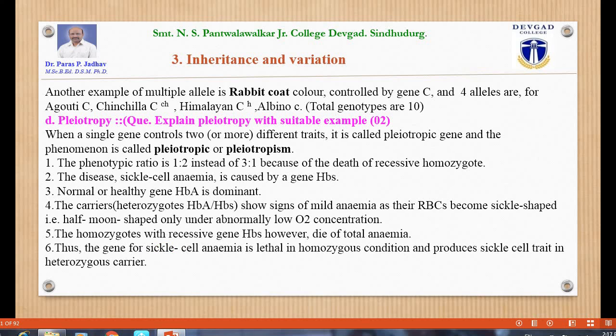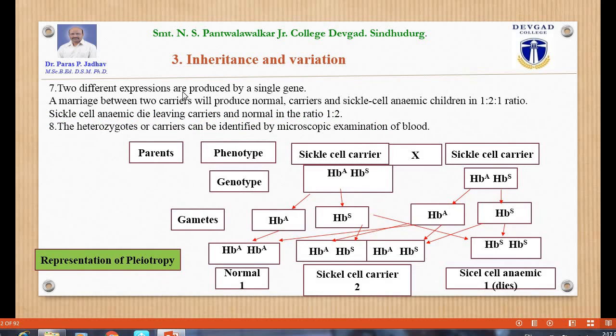Thus, homozygotes with recessive gene HbS die of total anemia. Thus, the gene for sickle cell anemia is lethal in homozygous condition and produces sickle cell trait in heterozygous carriers. Two different expressions are produced by a single gene. See, your example is a marriage between two carriers will produce normal, carriers and sickle cell anemic children in 1:2:1 ratio. Sickle cell anemic die, leaving carriers and normal in the ratio 1:2. The heterozygote or carrier can be identified by microscopic examination of blood.